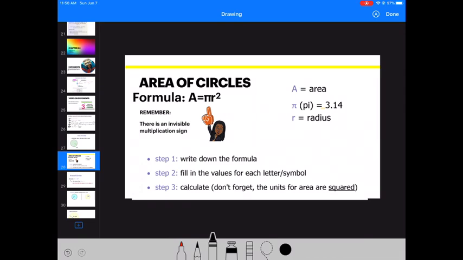So what if you're given the diameter? Then that just means you divide the diameter by 2 to get your radius. Okay? All right. So as per usual, you write down the formula, you fill in the values, and you calculate. And remember, it's area, so it needs to be squared. Squared, squared, squared. Okay, it needs to be squared.